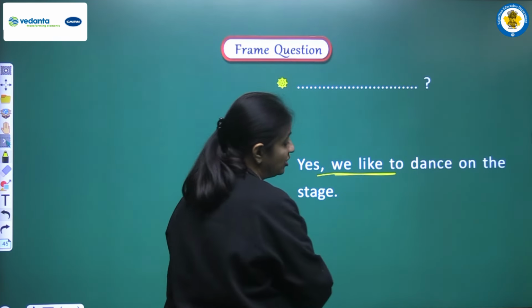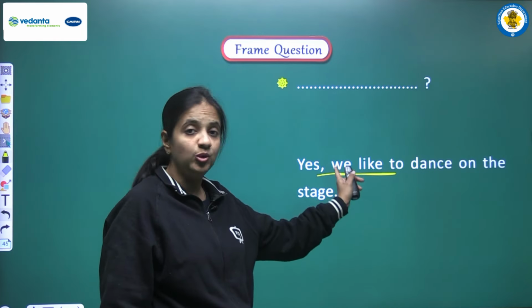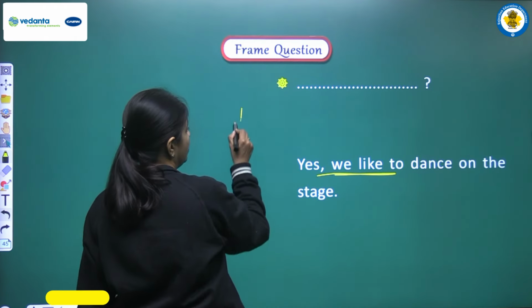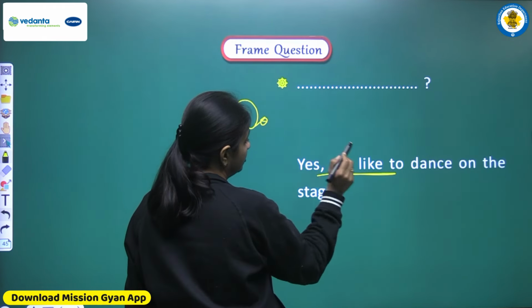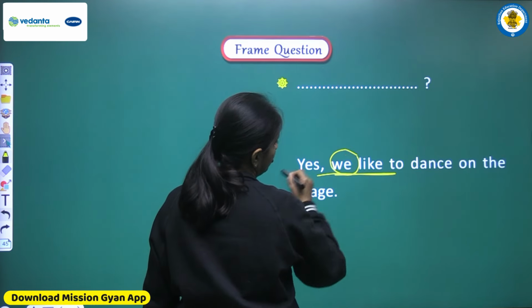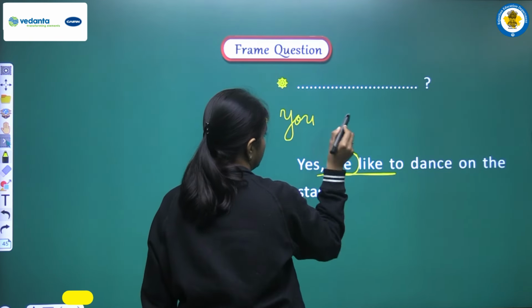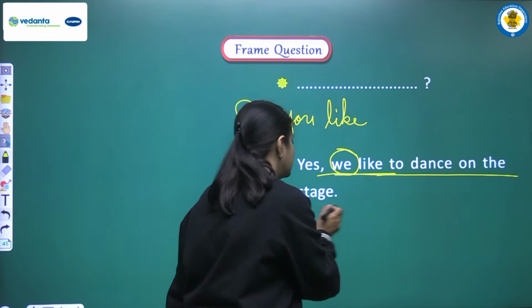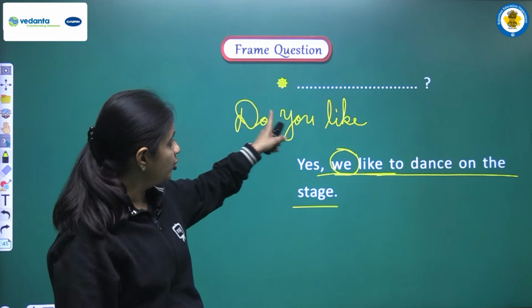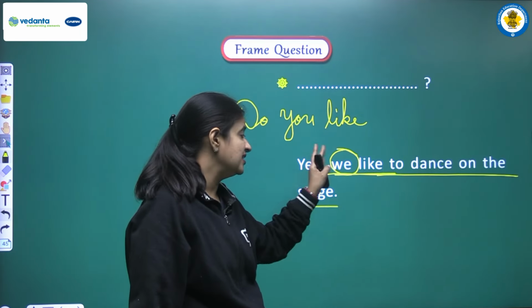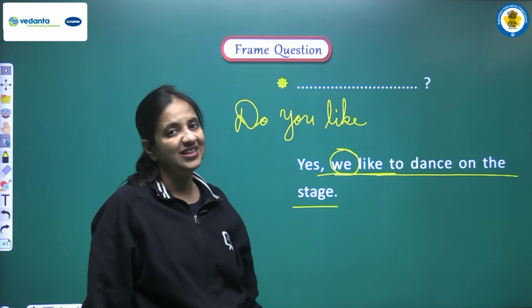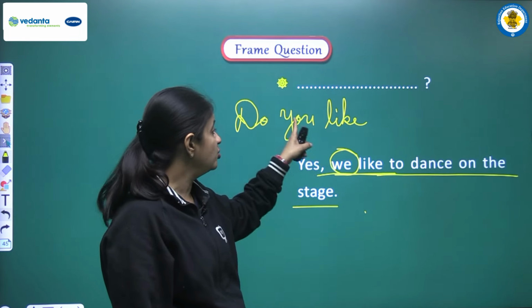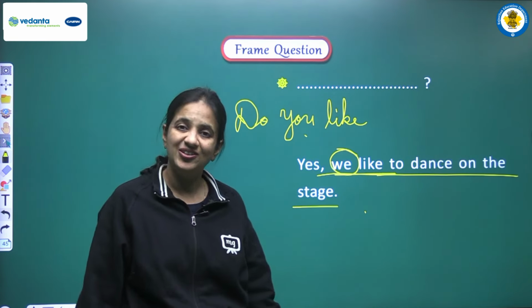So let's see, we have we like. It means first form with plural subject. So we have present simple tense here and do is hidden here. So we have to use do in the beginning, and we have yes we like. So we will be replaced with you. Do you like? And the remaining part, to dance on the stage. Okay, so the question will be, do you like to dance on the stage, and the answer will be yes, we like to dance on the stage. So still you have to remember these things, that you have to use the same tense and you have to change the pronoun accordingly. Okay.